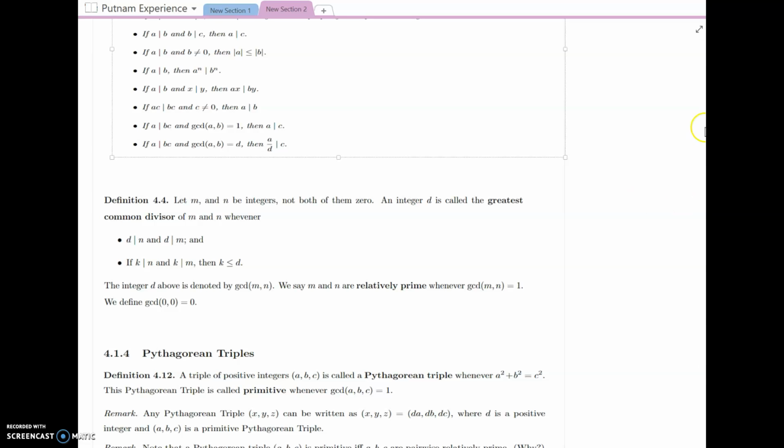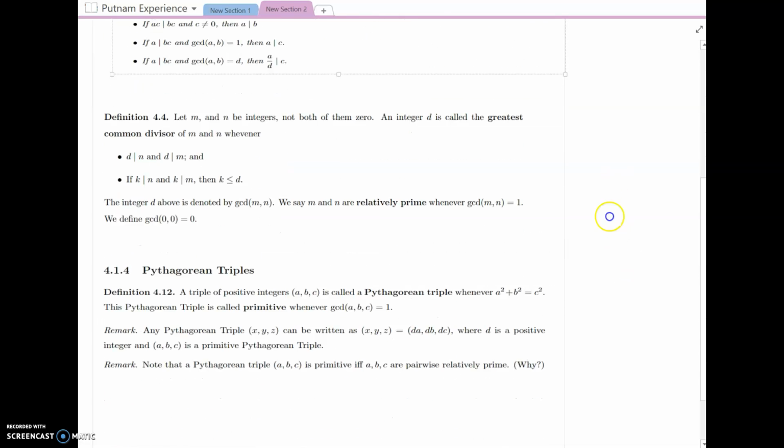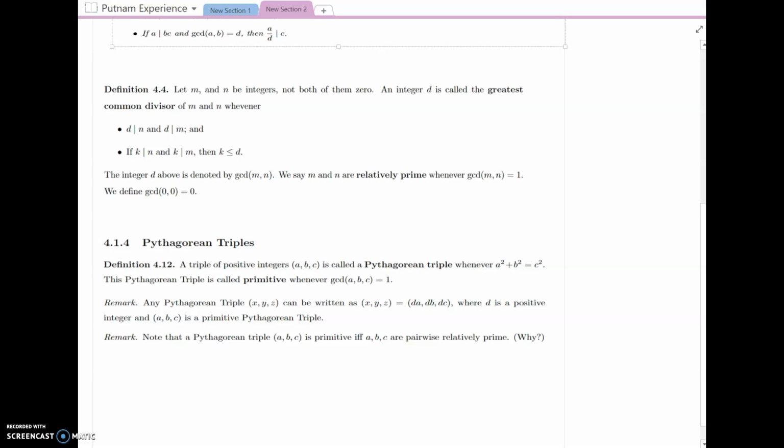And since this problem is like a Pythagorean problem, I thought it made sense to copy and paste the definition for this as well. It says a triple of positive integers a, b, c is called a Pythagorean triple whenever a² + b² = c². This Pythagorean triple is called primitive whenever the greatest common divisor of a, b, c is equal to 1. And then it starts to give some remarks that I felt were pretty useful.